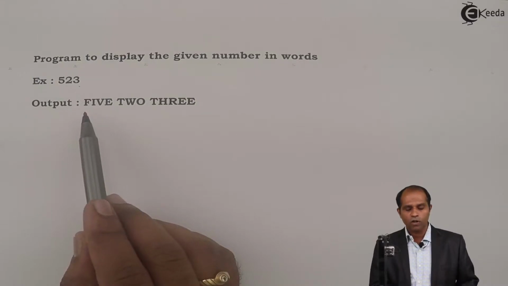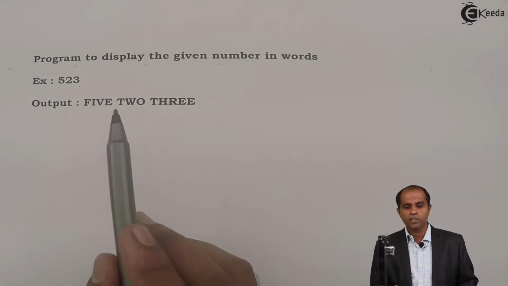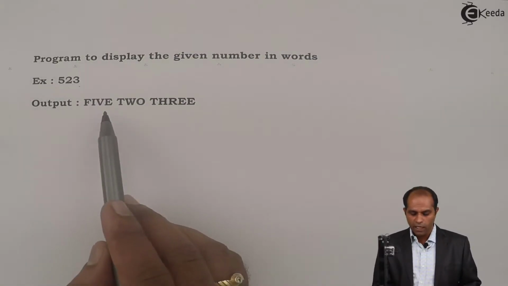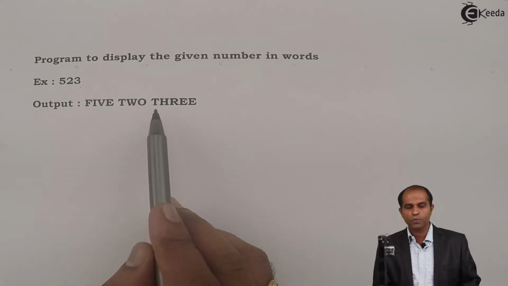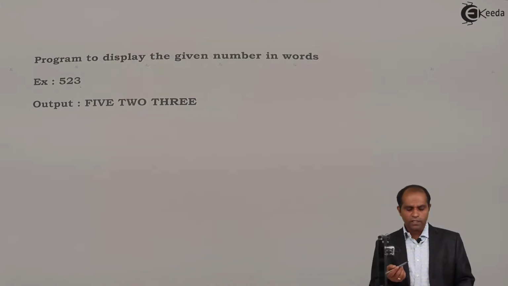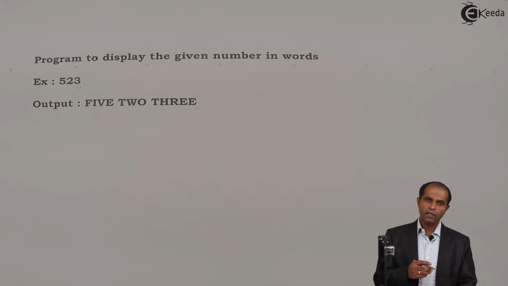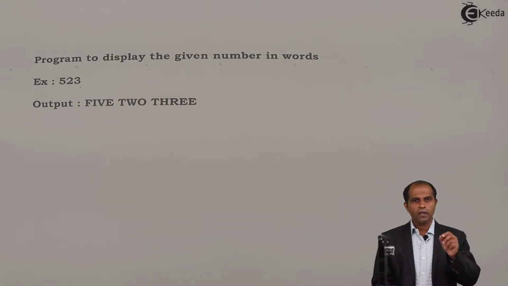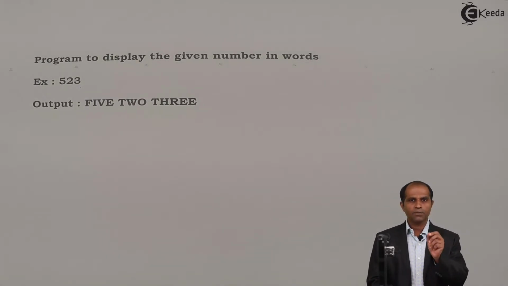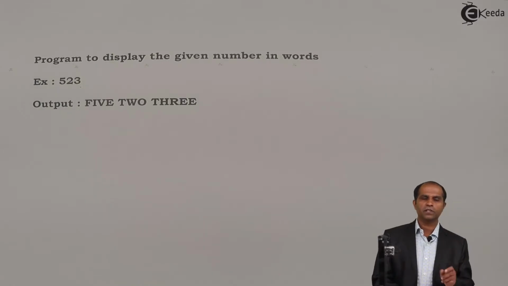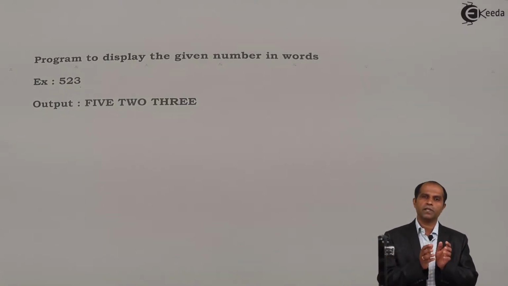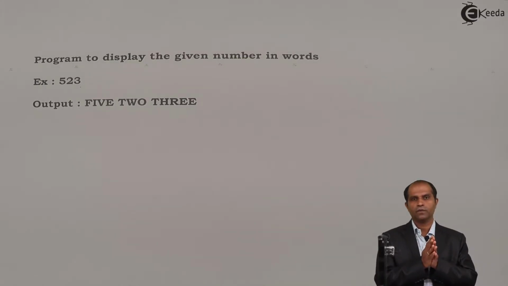So I'm supposed to display on screen 5 space 2 space 3 if the number is 523. If the number would have been 627, then I could have said 6 space 2 space 7. So I have to basically read a number and then display these individual digits. Again, if you remember, I'm supposed to now extract the leftmost digit, and we have concluded that it is not directly possible to extract the leftmost digit.